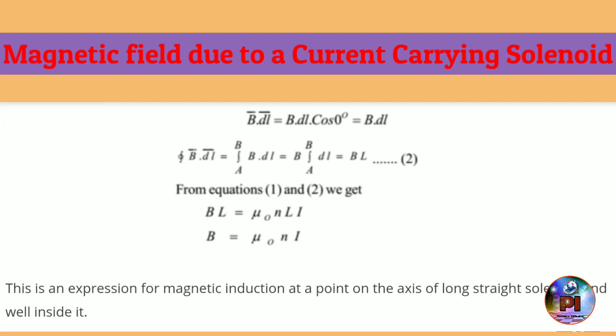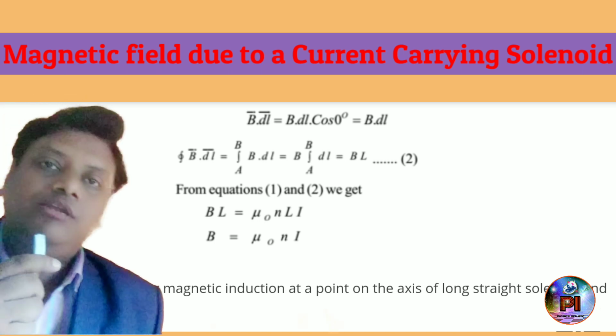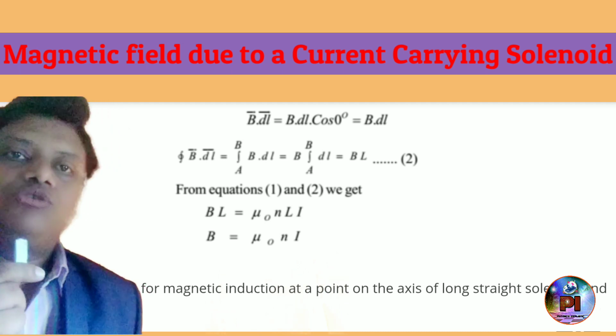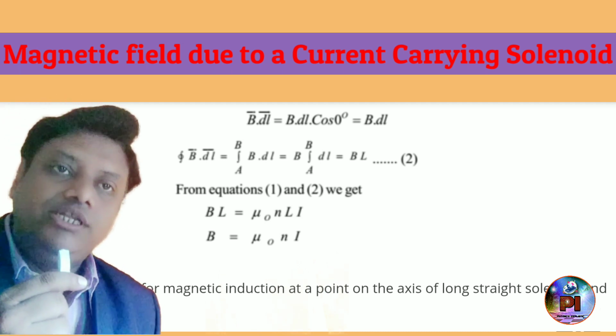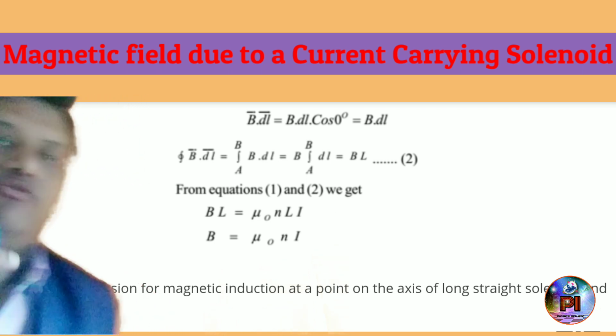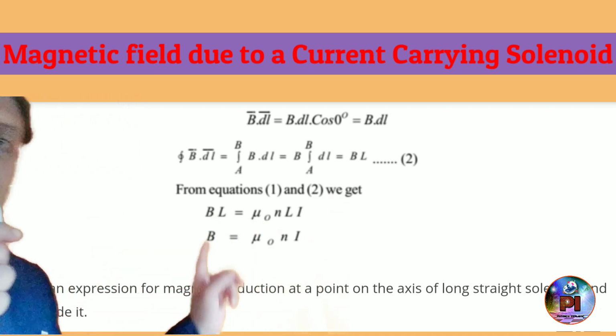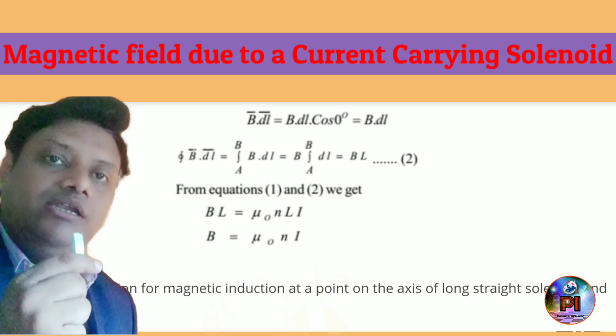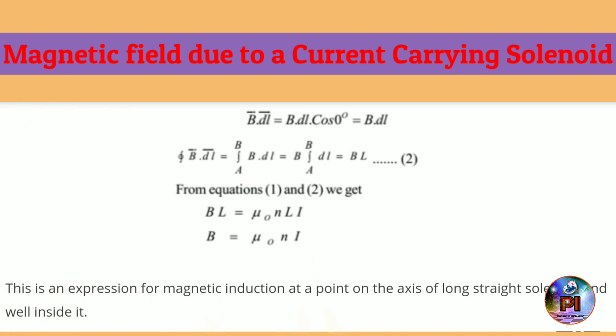After this, simplifying this expression, integrating this B dot dl within the limits from A to B, we get integration of B dl. Now B is a constant magnetic field, so it can be taken outside the integration sign, and integration of dl becomes the length AB. Integration of dl from A to B is the complete length of the solenoid. So AB can be taken as capital L. So we have the next expression, integration of B dot dl becoming BL, as you can see in equation number 2.